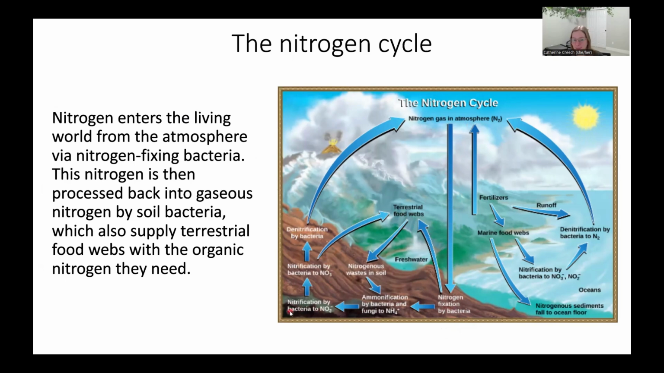We're having a lot of bacterial activity. We can also get it into our aquatic system from runoff from fertilizers and marine food webs, and then it will be reused by these bacteria that exist in the ocean as well. Eventually, both of those will release it up into the atmosphere, our major reservoir.